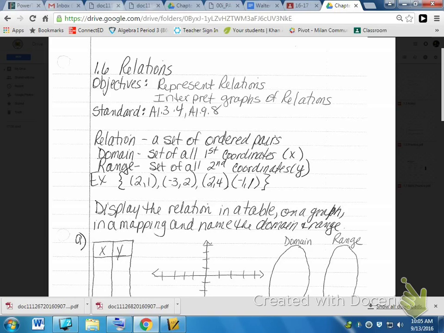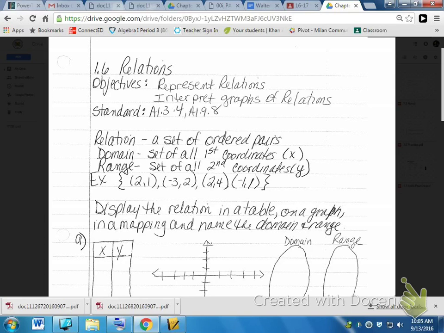Now, I want to mention something about the domain that might help you remember which one's which. When I hear the word domain, I think of the word dominant. And when I think of dominant, I think of somebody that's a leader or kind of overbearing or maybe in charge. And really, if you think about graphing points, isn't the X in charge? Because everything depends on X first. It's the leader. You always do the X and then you do the Y.